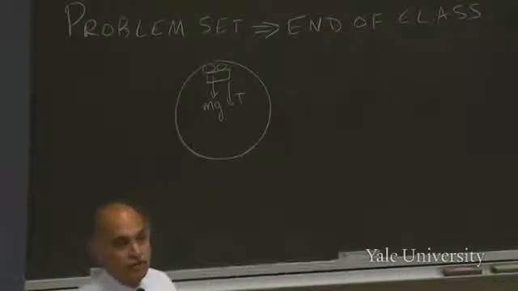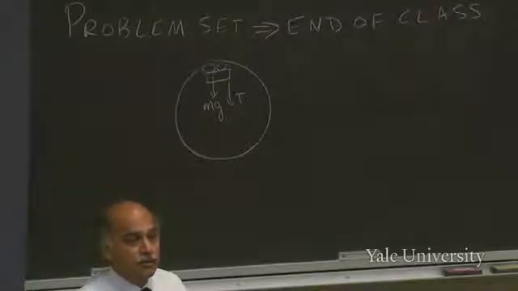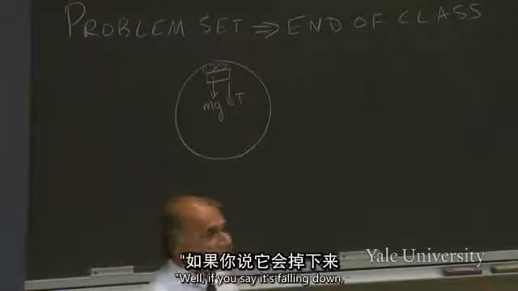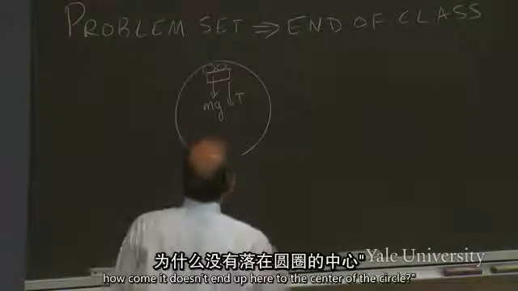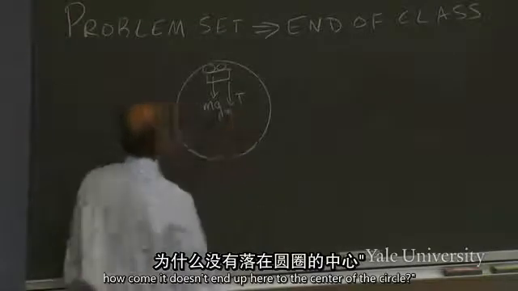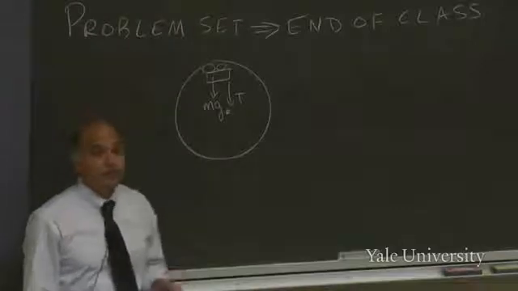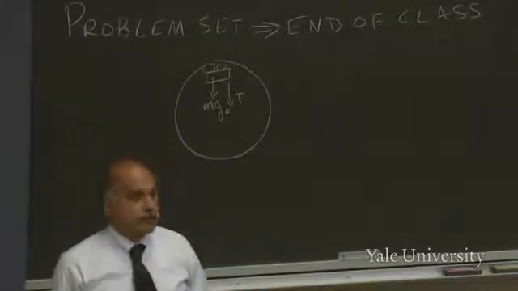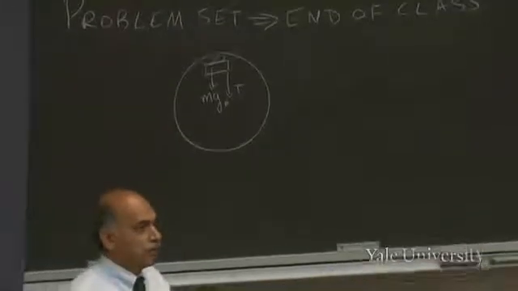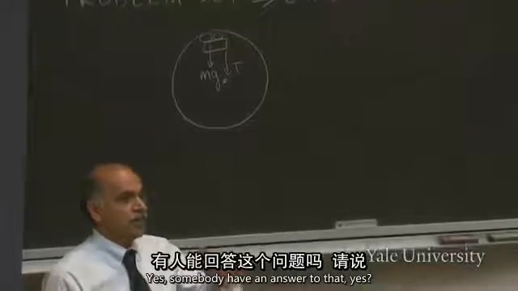Yes? It's falling down, but it's also moving to the left. That's why it's motion in a circle. Yes. So they might say, well, if you say it's falling down, how come it doesn't end up here at the center of the circle? Yes? Somebody had an answer to that?